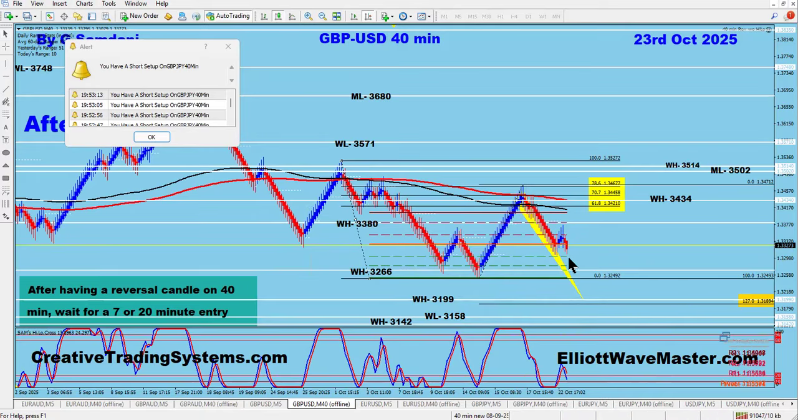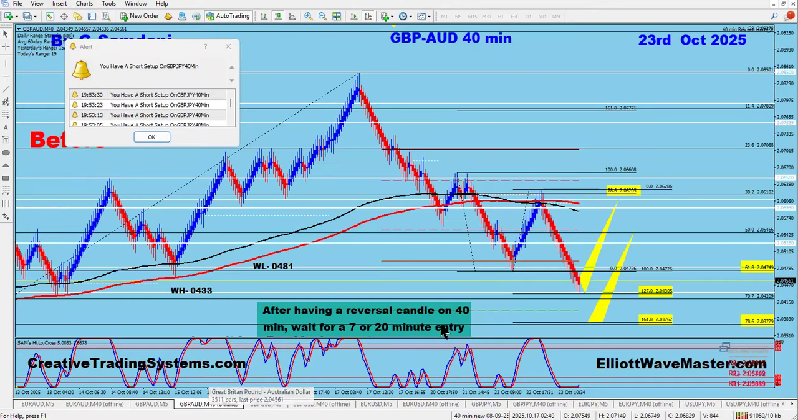So far, it came down here and it got stopped. There is a reason for that. I'm going to explain that later on. But first, I want to show you that the same situation happened in pound Aussie. And look at the pound Aussie chart. This is a current chart, right?